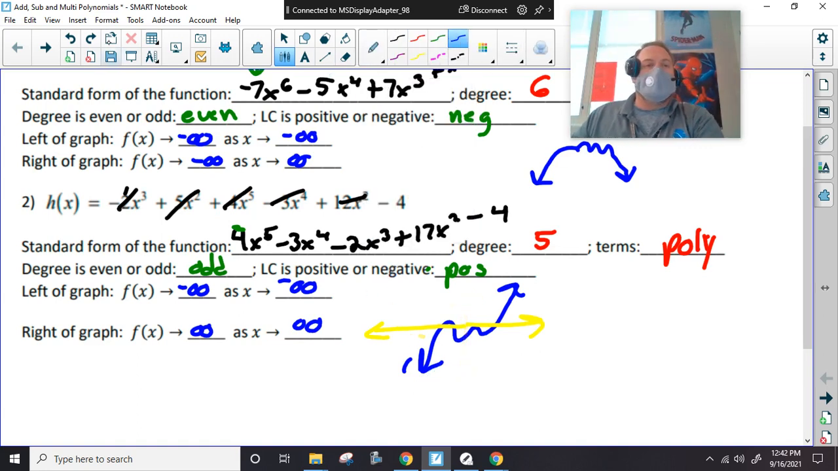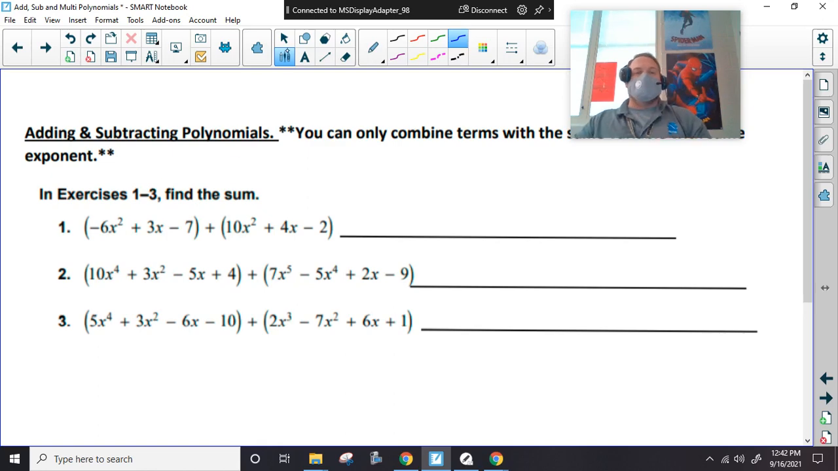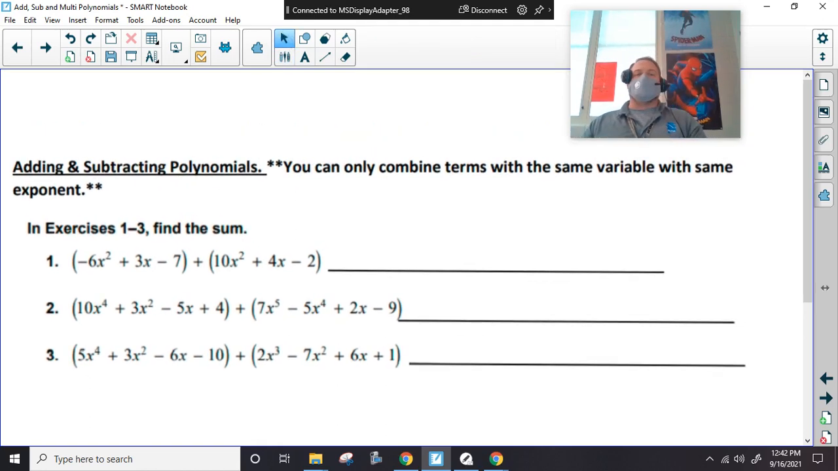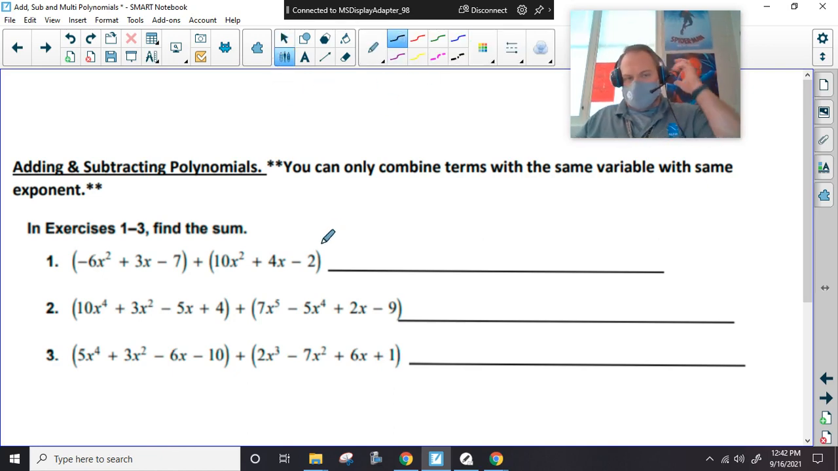Moving on. All right, adding and subtracting polynomials. You can only combine like terms with the same variable and same exponent. Now, here's the key. You're only adding or subtracting the big numbers. You're not doing anything to the exponents. Now, Mr. Jeffries is a little unique. We all know this. I like using symbols to mark my like terms.